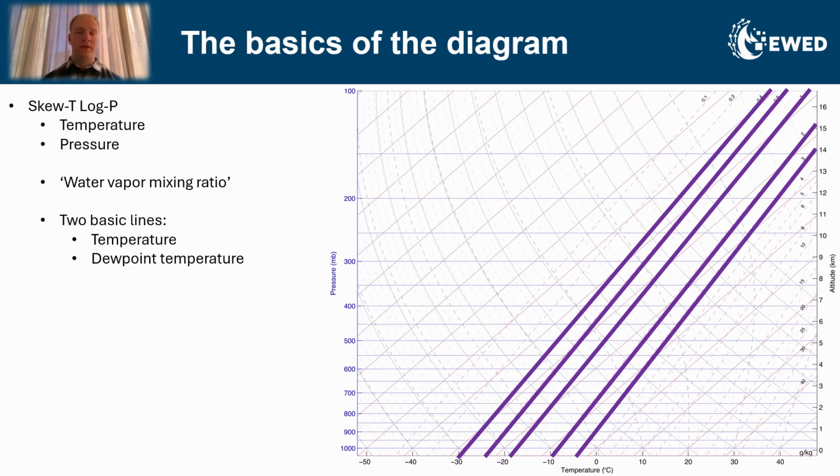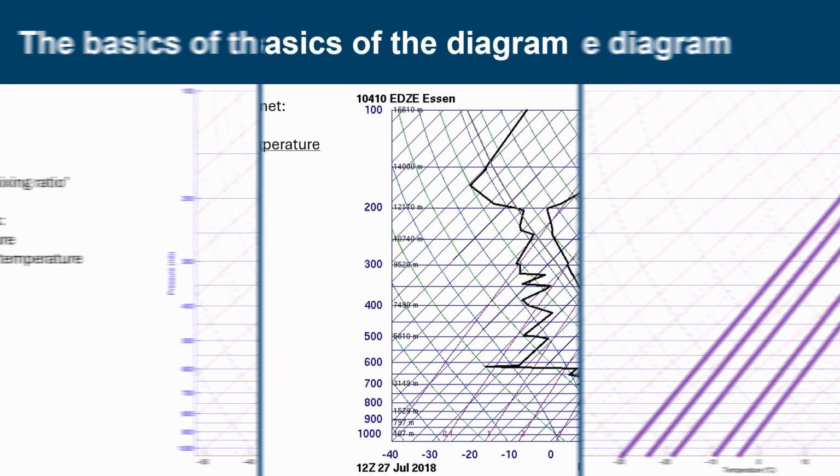Then, of course, there's much more in a diagram. Two lines that are not shown yet here are also important, and they are two basic lines that describe the state of the atmosphere going all the way up into, well, let's say 12 to 15 kilometers height. They are lines that show the temperature of the air at a certain height, and then there's another line that shows the dew point temperature.